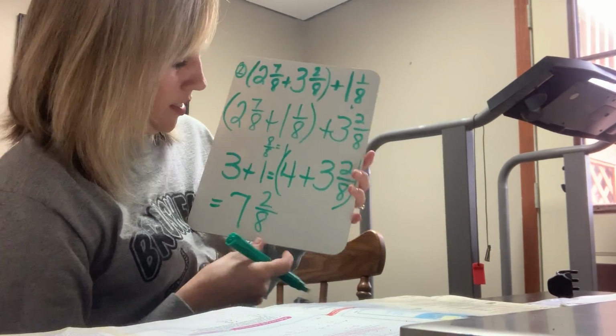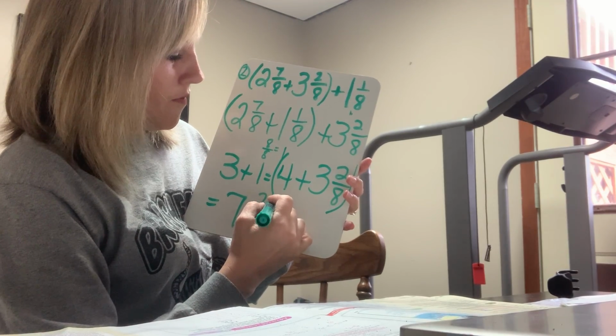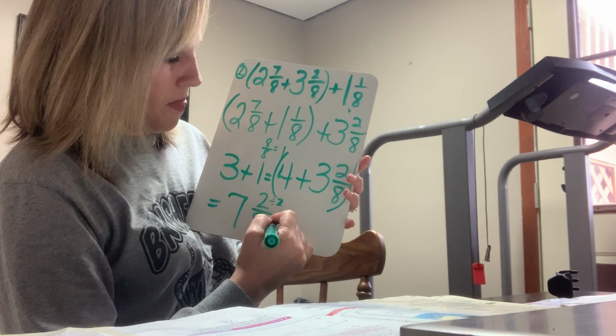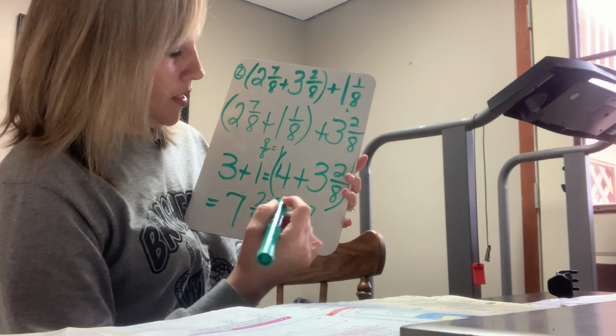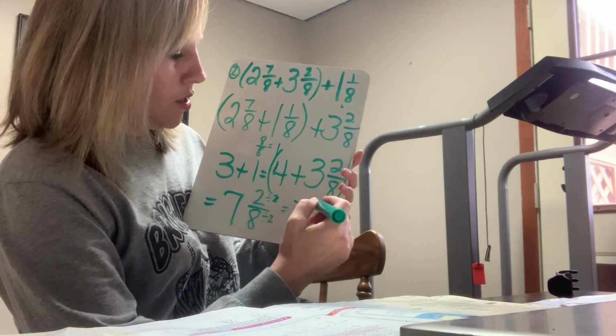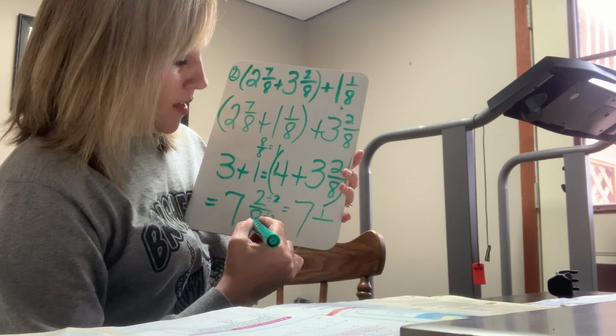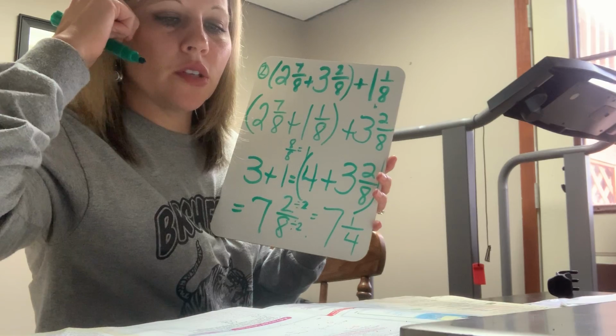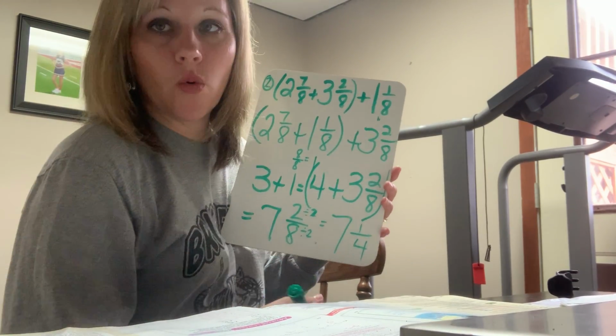7 and 2/8. And then this is not simplified. We can divide each by 2. 7 comes over. 2 divided by 2 is 1. 8 divided by 2 is 4. So your answer to that would be 7 1/4.